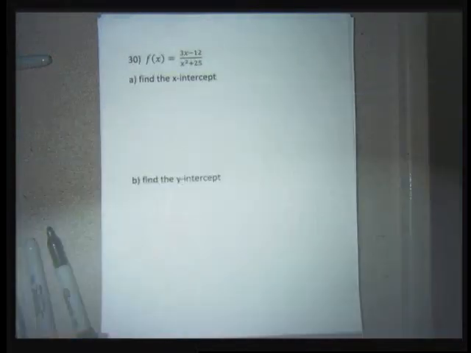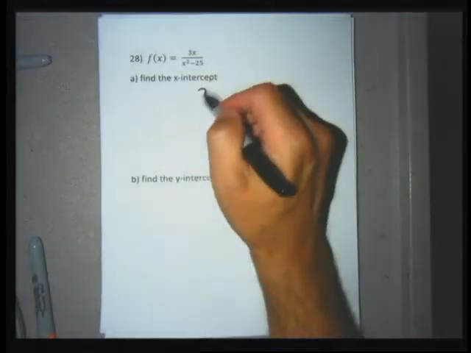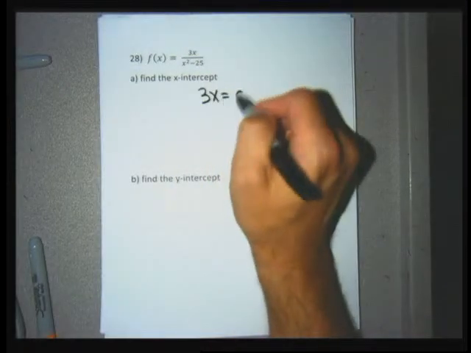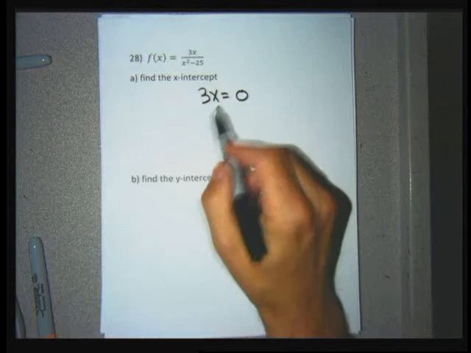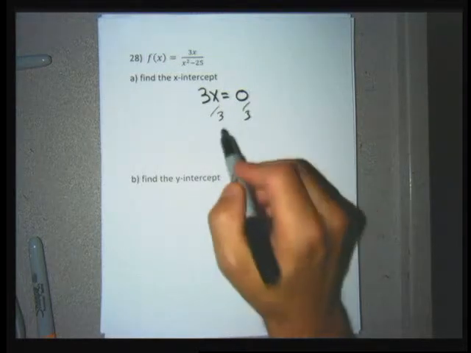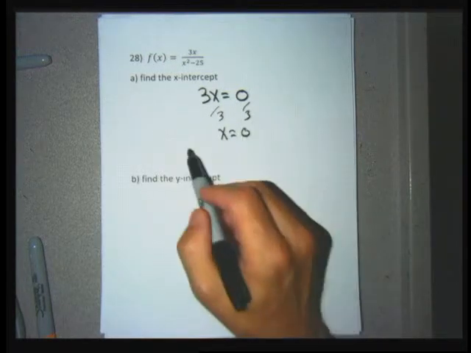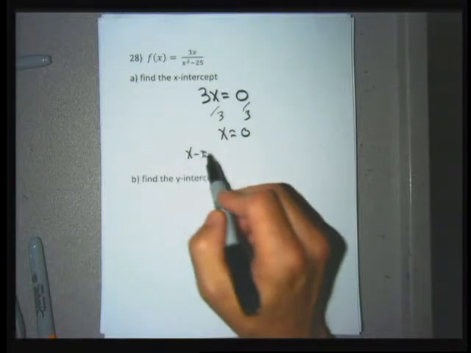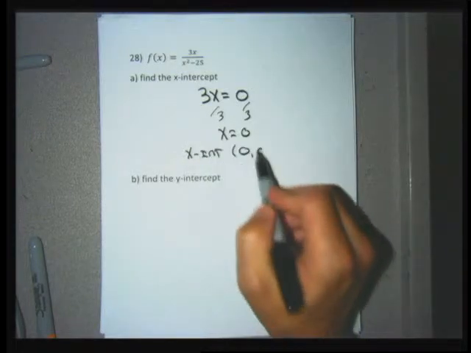Okay, still a couple more of these. These I won't graph. For the x-intercept of 3x over x squared minus 25, take the numerator, set it equal to 0, divide both sides by 3, you get x equal to 0. So the origin there, the x-intercept is going to be the point (0, 0).